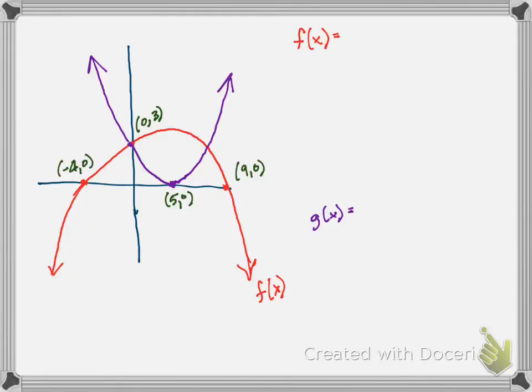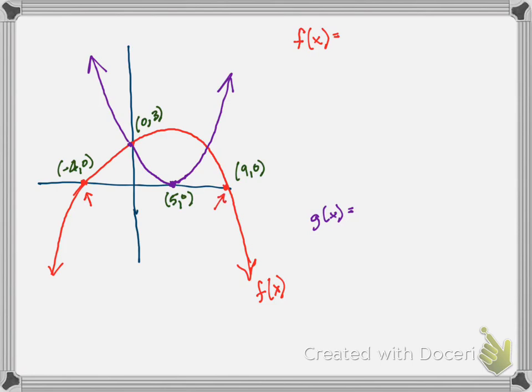Hi everybody, I wanted to take a moment to follow up on finding a quadratic formula given a graph. So here I have two graphs, F and G, and I'll start with F. I recommend starting when you're given a picture like this by writing the factored form. So I know that I have a 0 of -4 and a 0 of 9. Remember, we can call those x-intercepts.